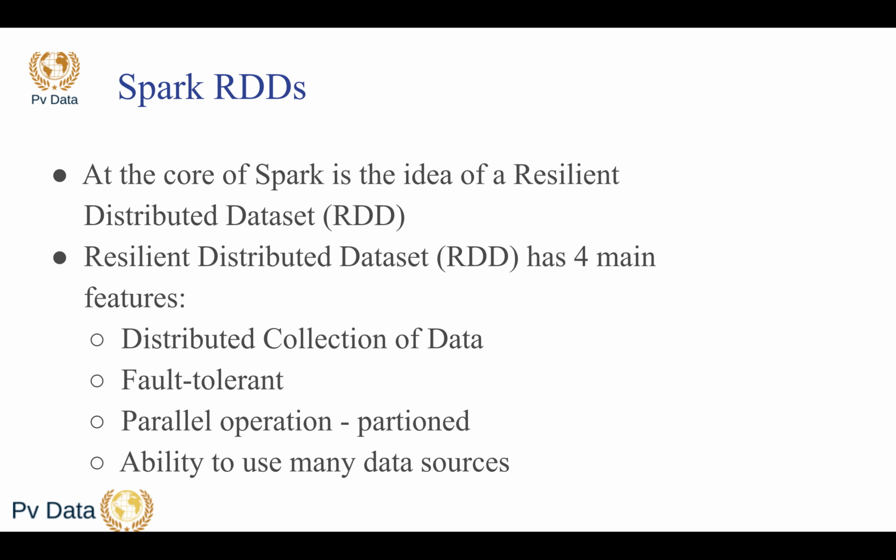So now let's go to the Spark RDD. At the core of Spark is this idea. What is an RDD? RDD stands for resilient distributed dataset. It's a kind of data set. Resilient distributed datasets have four main features: a distributed collection of data, fault tolerance, parallel operation, and the ability to use many data sources. Distributed means a collection of data, and in case of failure, it can rebuild.